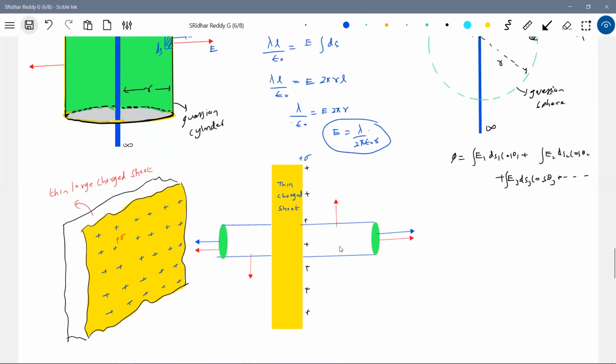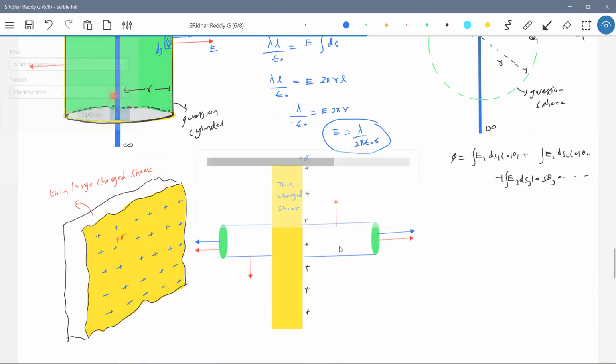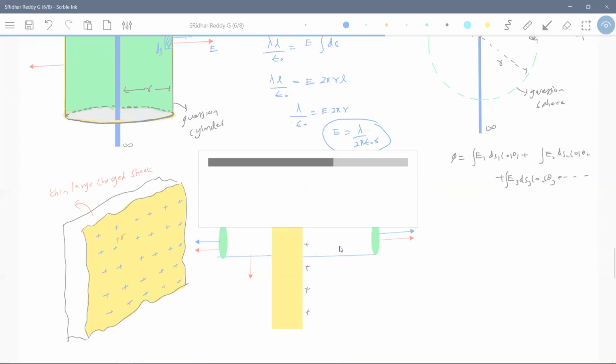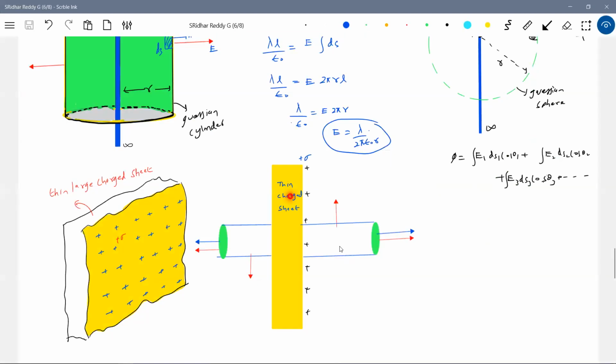Can you remember we have done the electric field for a non-conducting charged sheet? Here I assumed a Gaussian cylinder. This also is a Gaussian cylinder. So this is surface delta S, delta S. Here also I'll assume. So how many surfaces are there? 1, 2, 3, and 4.